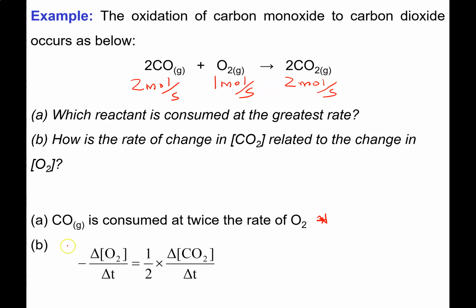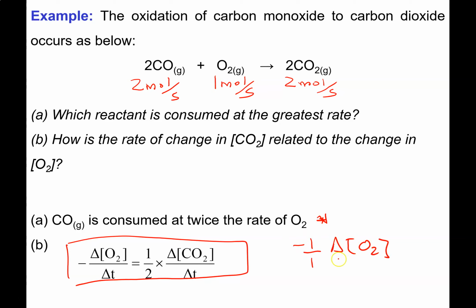How we're going to formally answer the question is like this. The negative of the change in the concentration of O2 over the change in time is equal to 1 on the reaction coefficient of CO2 times the change in concentration over the change in time. So because this is 1, I didn't need to write the full expression for the rate of consumption of O2, because that's just equal to 1. All right, so that's doing it symbolically.